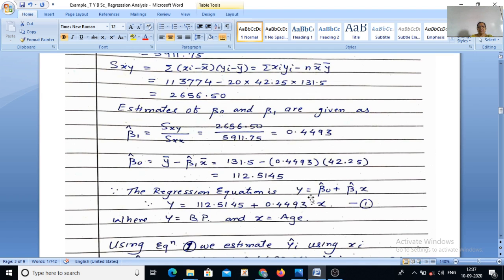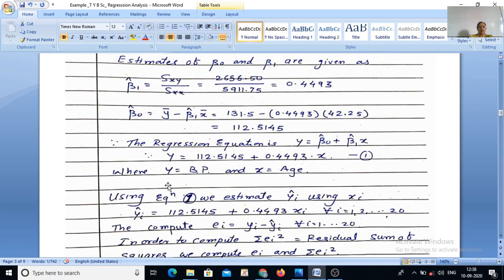So my regression equation from the sample quantities, that is using the sample estimates of beta naught and beta 1, is y hat equal to beta naught hat plus beta 1 hat into x. Okay, by putting these values of beta naught and beta 1 here, this is my equation, which is a linear one, where y is BP and x is age. Okay, so using this equation 1, what is my next step?